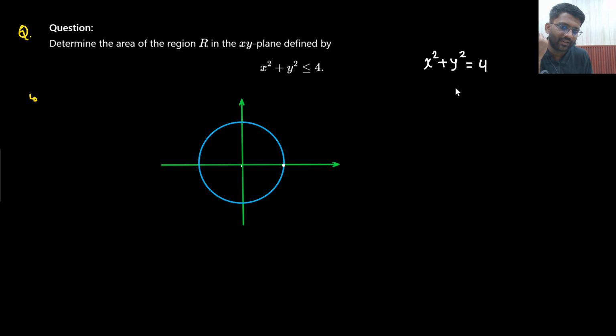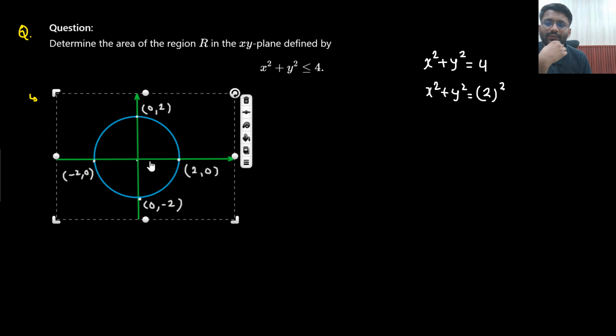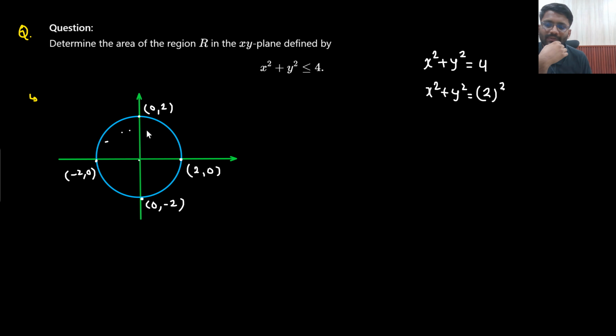What is the radius here? x square plus y square equals 2 square, so the radius is 2. So x equals 2, y equals 0. x equals minus 2, y equals 0. x equals 0, y equals 2. x equals 0, y equals minus 2. Understandable? So this is the scenario. What are we supposed to find out? We are supposed to find out the area enclosed. That means this much area we are supposed to find out.